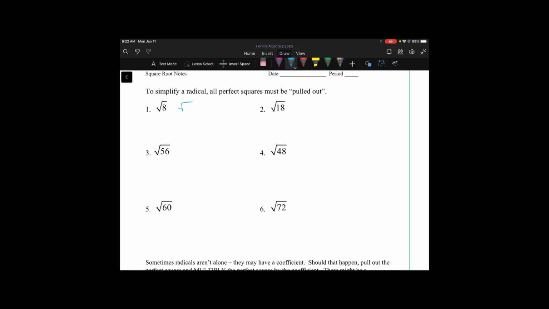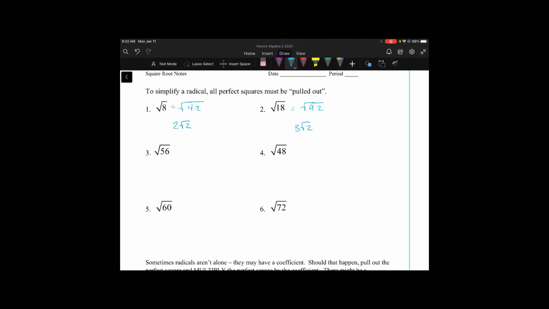So let's see. 4 times 2 is 8, right? 4 times 2. Well, I know the square root of 4 is 2. So I'm going to take that square root and put it outside and then keep what was already inside the house there as it was. Pretty easy. So what I'm going to do for 18 is very similar. 18 is 9 times 2. And I know the square root of 9 is 3. So I'm going to pull the 3 out and I keep that square root of 2 inside the house.